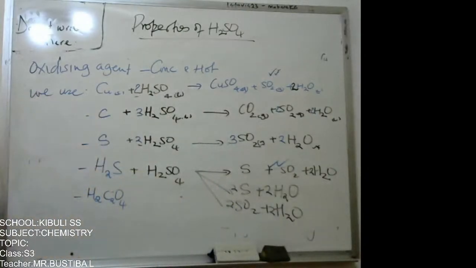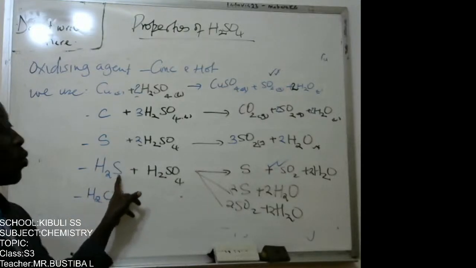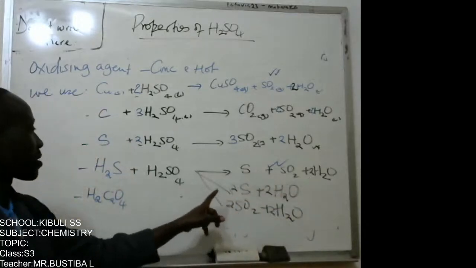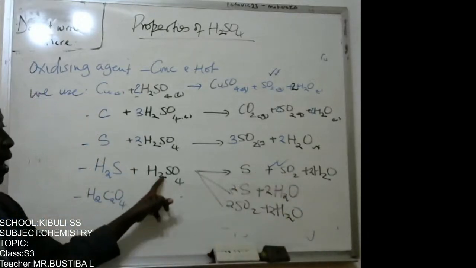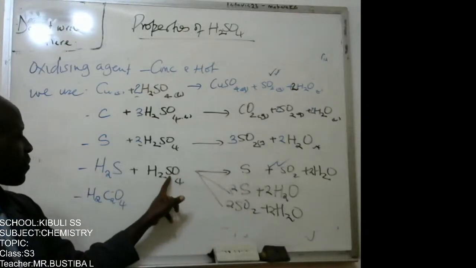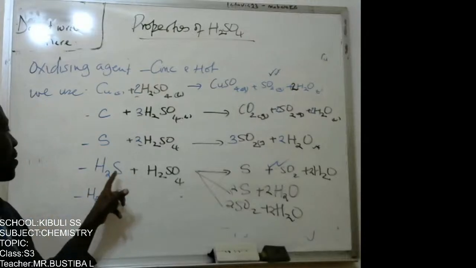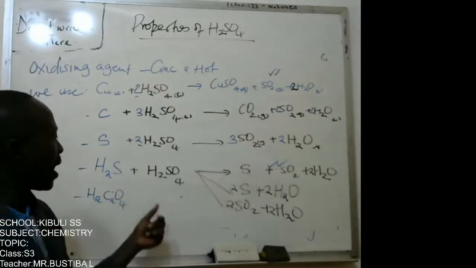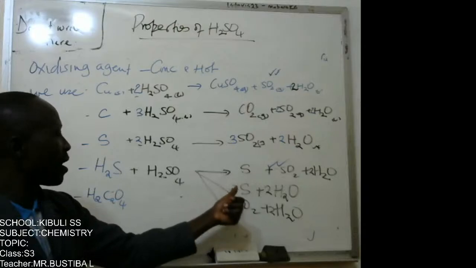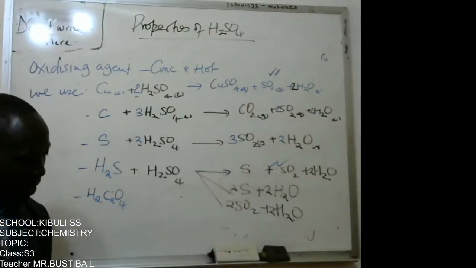And we continue. So what has happened? Hydrogen sulfide has been oxidized to water and sulfur dioxide. Sulfuric acid is reduced to sulfur. This one comes from sulfuric acid. This one comes from this and that. So here, sulfuric acid is reduced to sulfur, while hydrogen sulfide is oxidized to water and sulfur dioxide.